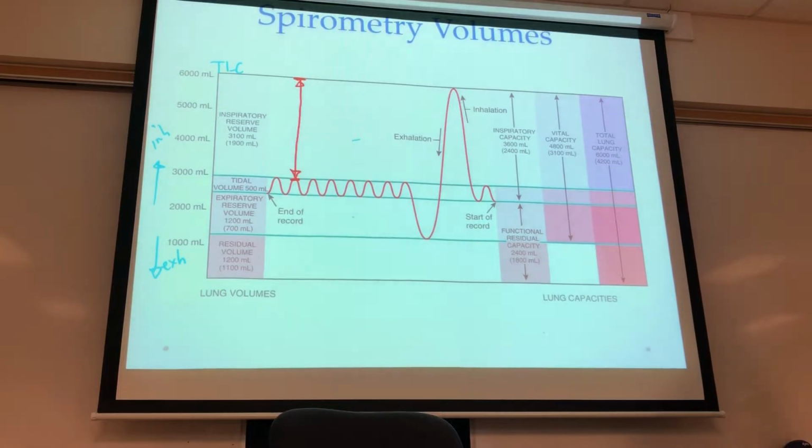So one of the things we could do to figure out inspiratory capacity is to take tidal volume plus your inspiratory reserve volume. That's everything from down here up to the total lung capacity.